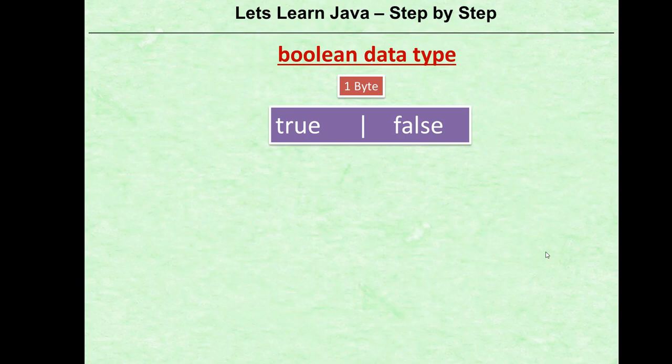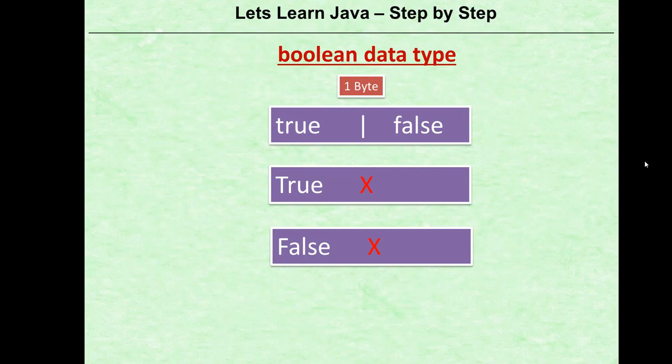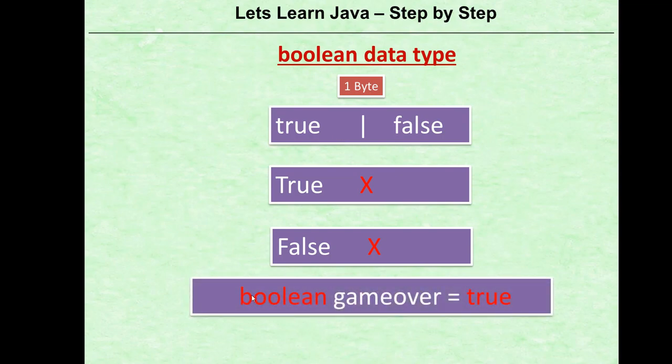So there are only two values that you can assign to a boolean in Java, and that is true or false. And since Java is case sensitive, you can't use a value such as true with a caps T or a caps F. So the exact way to write a boolean in Java is exactly like this, true or false, all small. And how do you declare a boolean variable? You say the type, which is boolean, any name that you need to give to the variable, say game over, and then you assign a value to this variable which could be true or false.